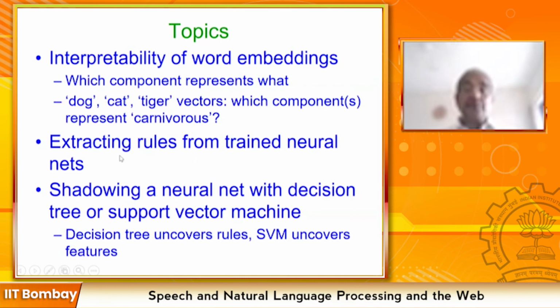Can we extract rules from trained neural networks? Back in 1990, I had a PhD student who extracted rules from trained neural networks. And after that, this area was forgotten. Now it has come back again because deep neural networks are not interpretable. Can you extract rules from them and then understand what is going on? Can we shadow a neural network with a decision tree or support vector machine? That means a neural network has been trained. Can we shadow it? Shadowing means go side by side. The decision tree will give the rules and the support vector machine will give the features. So these are very useful and interesting problems and absolutely live topics.